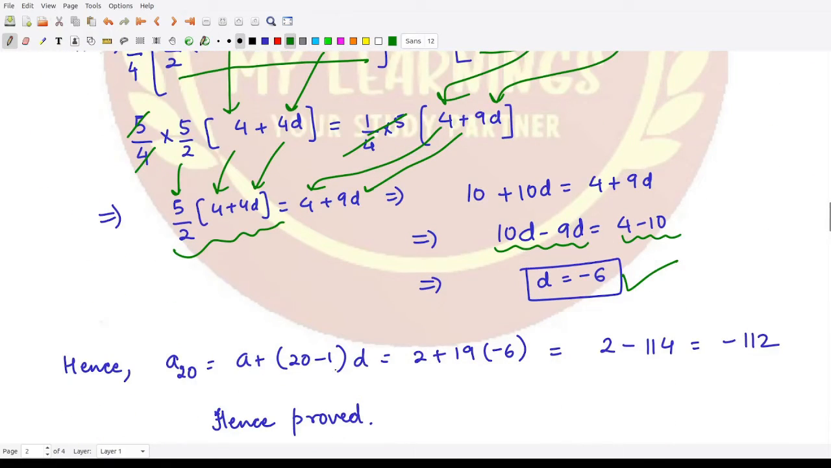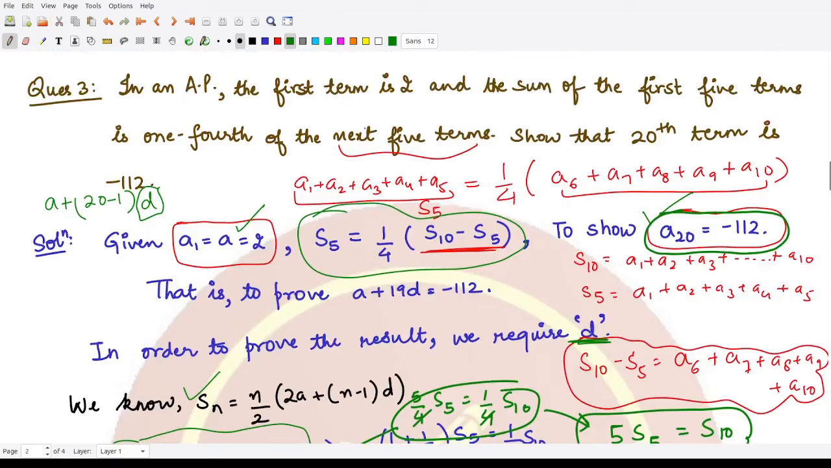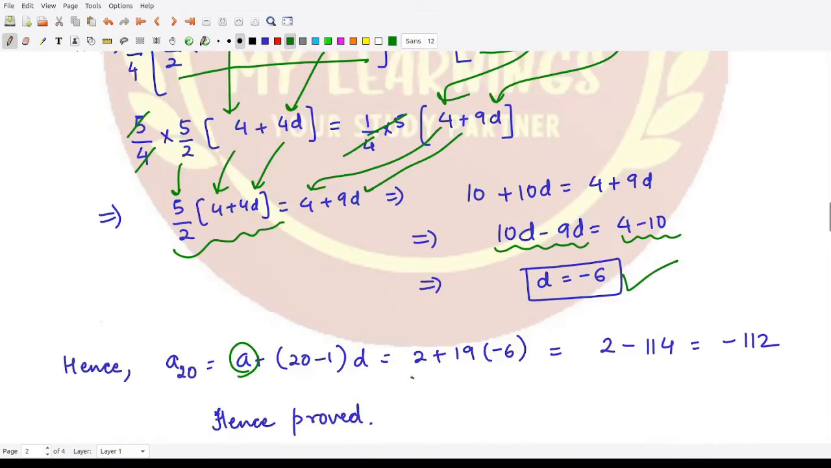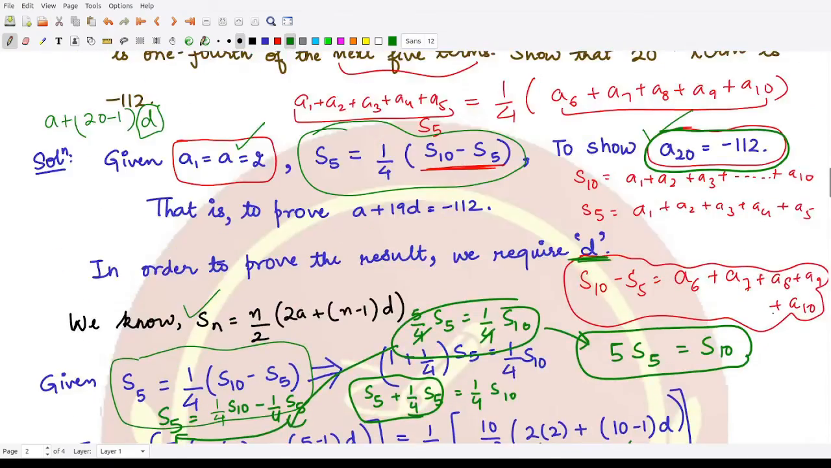A20 is A plus 20 minus 1 times D. The value of A is given to be 2 in the question, correct? So it is 2, and we have just calculated the value of D, it is minus 6. So we can solve and simplify this, and the answer is minus 112. And this is what we wanted to prove here, correct?